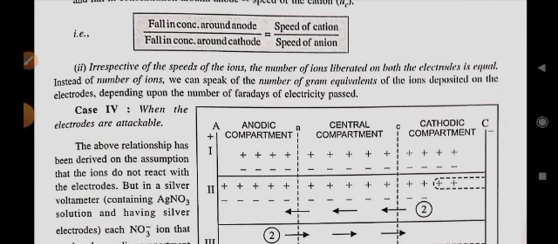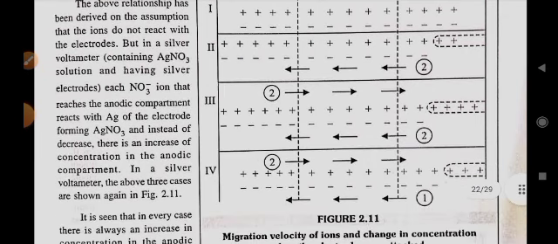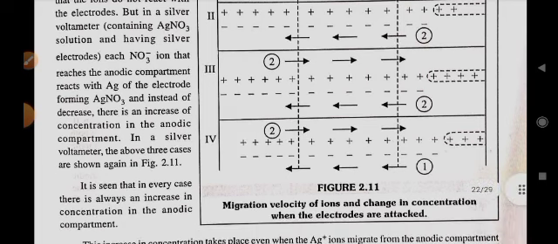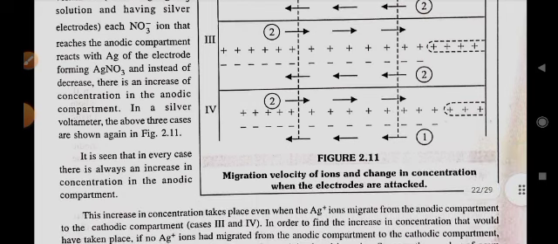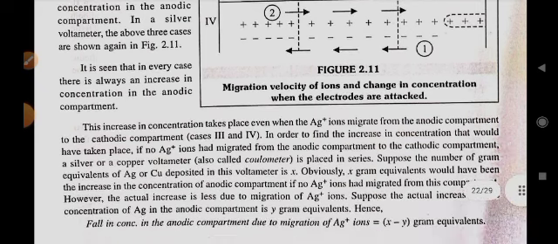Case 4. When the electrodes are attackable. The above relationship has been derived on the assumption that the ions do not react with the electrodes. But in the silver voltameter containing silver nitrate solution and having silver electrodes, each nitrate ion that reaches the anodic compartment reacts with the silver of the electrode forming AgNO3, and instead of a decrease there is an increase of concentration in the anodic compartment. In a silver voltameter, the above three cases are shown again.